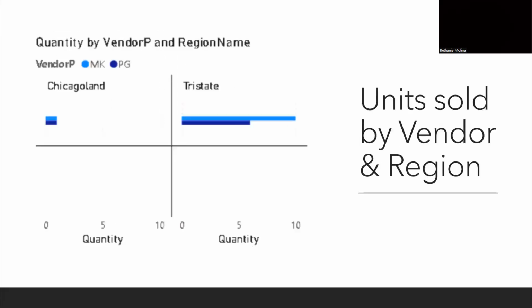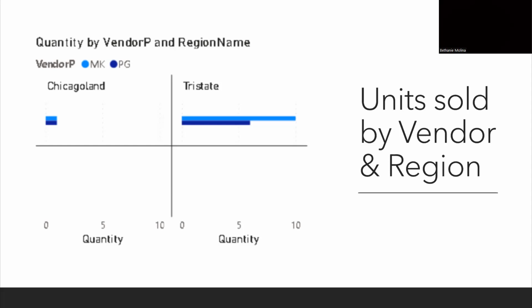Quantity by the vendor and region. This chart is similar to the previous one that we talked about. However, we are involving the vendors. The two vendors are the Mountain King, which is the light blue, and the dark blue, which is the Pacific Gear. Same thing, we're comparing the same regions. Still the same units being sold, 1 and 1 between the two vendors and the Chicagoland area. Mountain King has sold 10 units, while Pacific Gear has sold only 6 in the tri-state area.